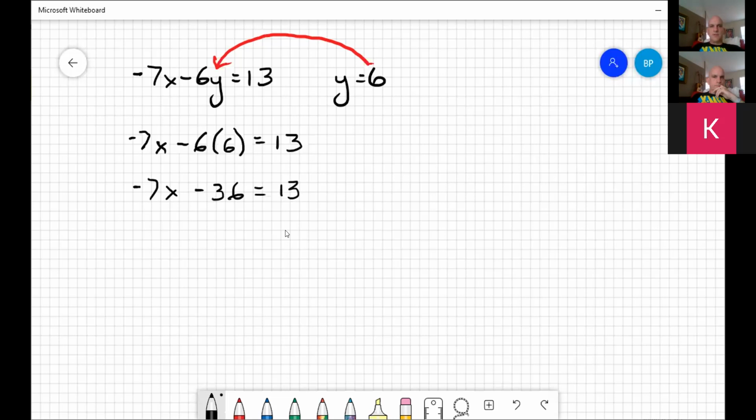And now this is just a two-step equation to solve. So you would add 36 to get the x term by itself. That is negative 7x still on this side, and over here is now 49. Then divide by the negative 7 to get the x by itself. Now you've got a much easier problem than something that had a bunch of fractions.